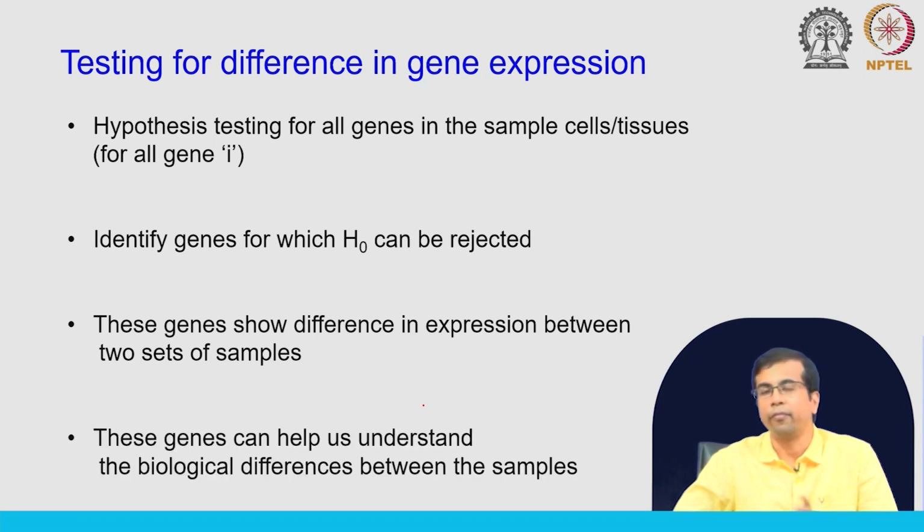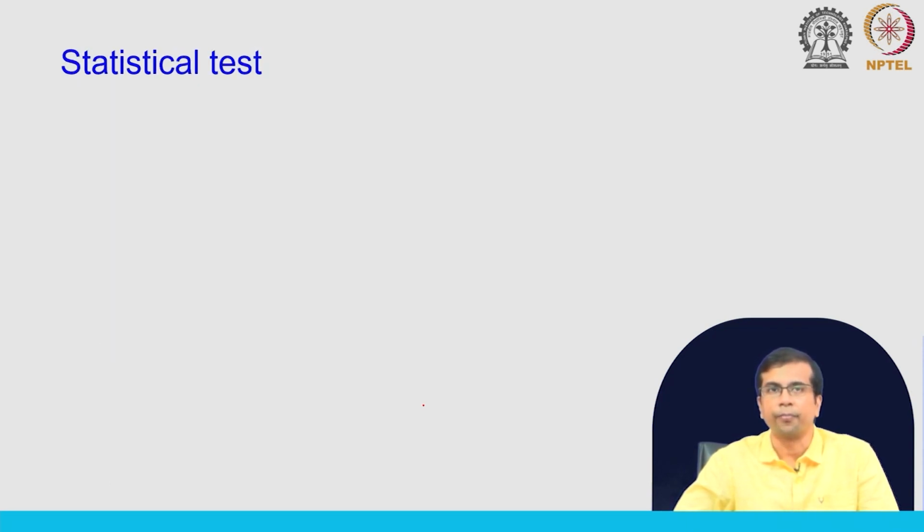And as I mentioned, the goal is to understand the biological difference between samples, or control versus treatment, or disease versus healthy. So, these genes can help us understand the biological differences. Of course, we will talk about how we actually better interpret the data once we have identified this set of genes. We will talk about that in later classes. There are ways to actually interpret this analysis.